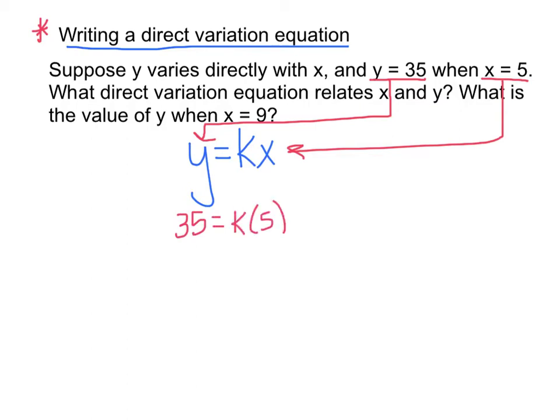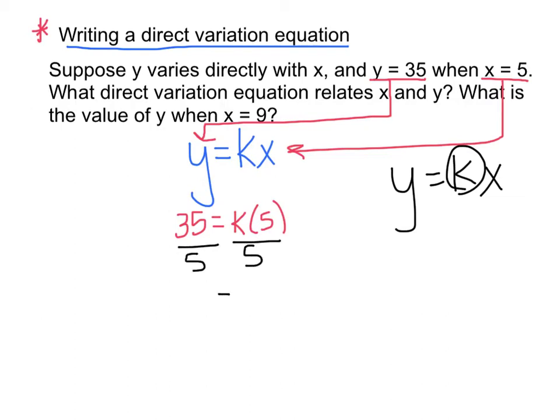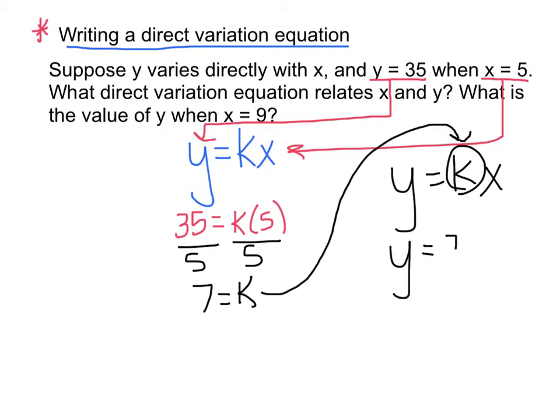Now I have to solve for k, because here's the deal. I want this equation right here, but the only thing I have to plug in is k. Well, I don't know k. So in order to find k, I have to plug in the x and y to solve for k. So back to this problem, I divide both sides by 5. That means k is equal to 7. So I take the k and I plug it in right here. So your equation is y equals 7x.